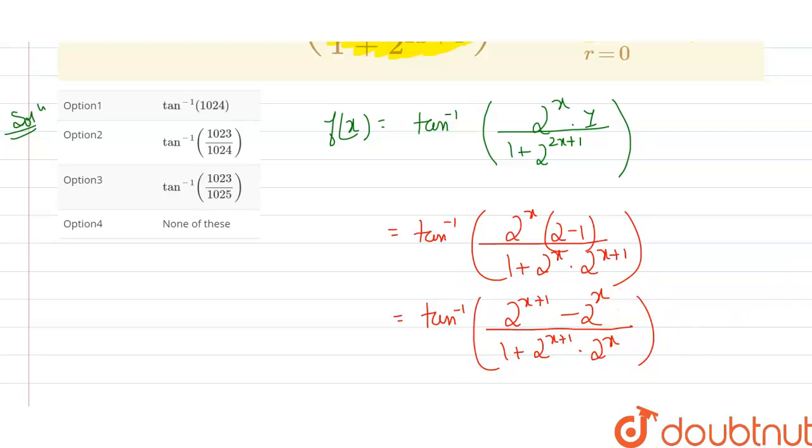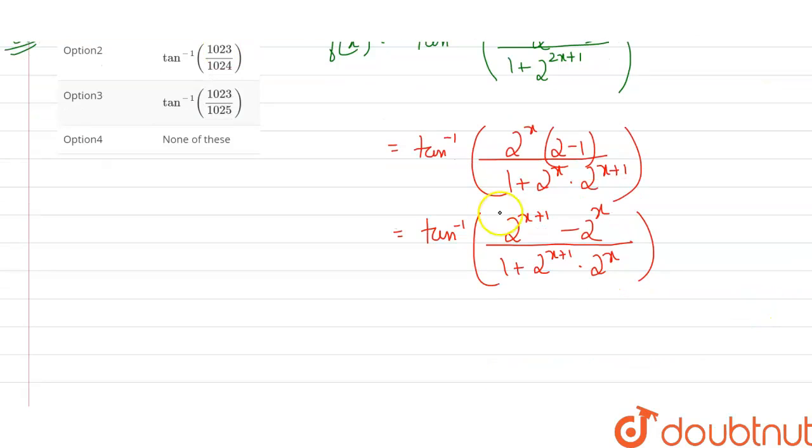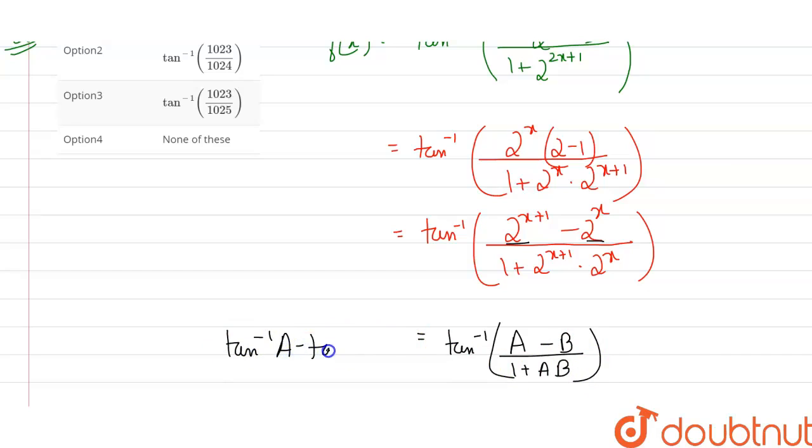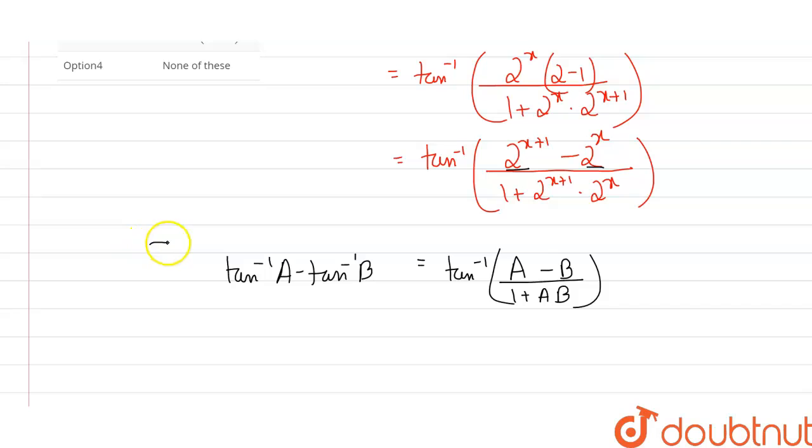And now if you look here carefully, you can observe one thing. This is somehow written in the form of tan inverse of a minus b, divided by 1 plus ab, right? If this is my a and this is my b, it is in this format. So basically this is the identity, or we can say the formula, of tan inverse of a minus tan inverse of b, right? You know this very well. So this is the identity we are using.